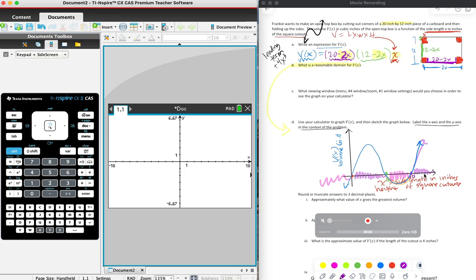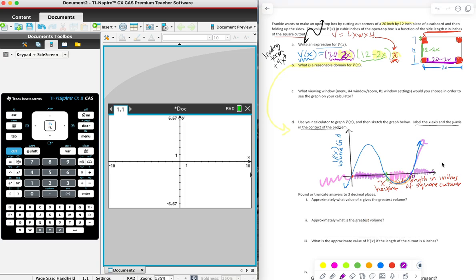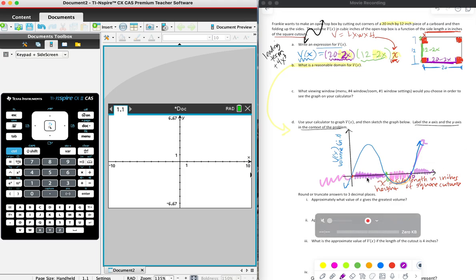If I plug in 11, that means I'm removing an 11-inch square. Is that even possible in a piece of cardboard that measures 12 by 20, to remove 11 inches on one side and 11 inches on the other? Hopefully you're saying no, that's not possible. The reason it gives us positive volume is because it's turning double negatives. Negative times positive 11 is going to give us a positive volume, but it really doesn't make sense. So the only values that make sense are the values here between 0 and 6.